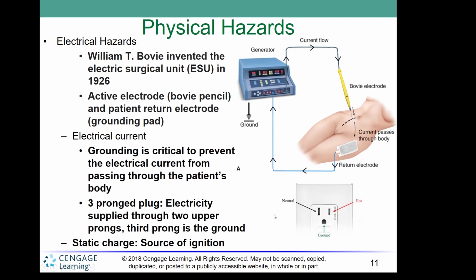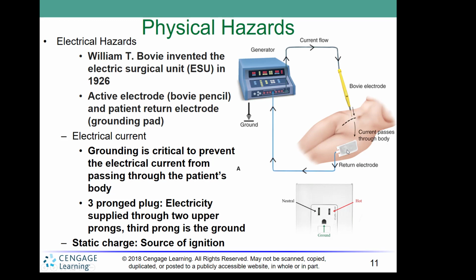We also have electrical hazards. William T. Bovie invented the ESU in 1926. This is a Bovie, like we shortened it to his name, or an ESU unit. The generator produces the electricity, which flows through the cord into the pencil on the tip and cuts the tissue. That electricity always has to continue a circuit.